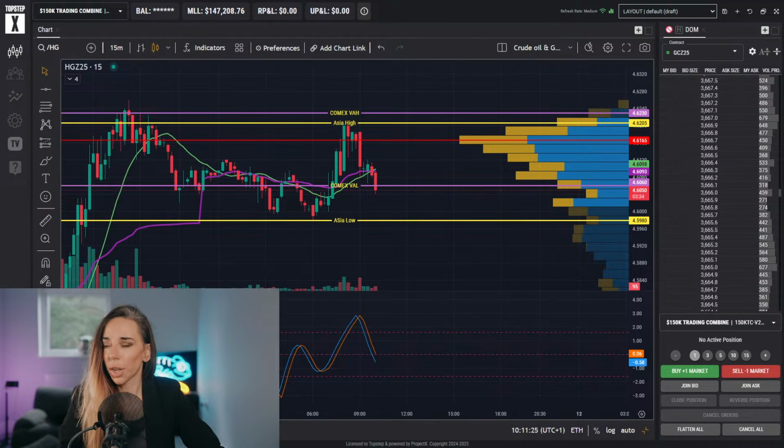Rigoberto wants to know, does NQ have good volatility? I don't think so, because outside of Trump tariffs, NQ is a bit of a snooze fest at this time of the day.